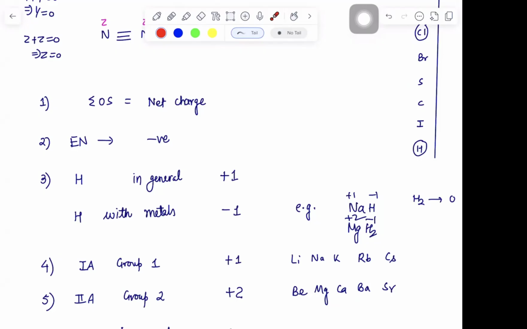All right. Lithium, sodium, potassium, rubidium, cesium is +1. Beryllium, magnesium, calcium, strontium, barium is +2. Okay, is that done?